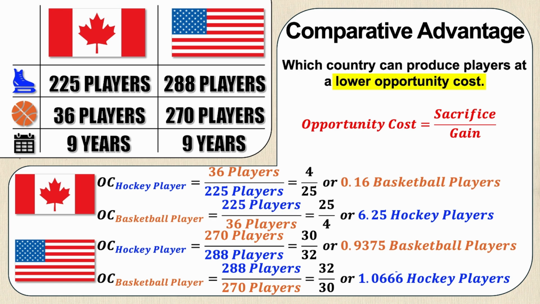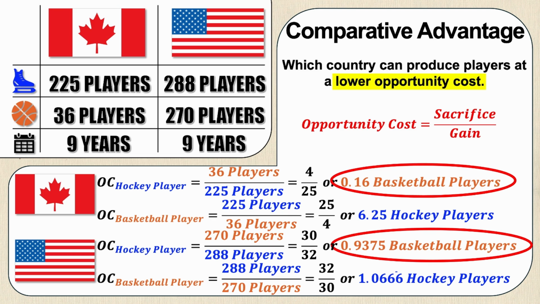Now, once again, I'm going to compare the two countries to see which has the lower opportunity cost. Starting with hockey players, well, here, 0.16 is obviously smaller than 0.9375. And so I would say that the lower opportunity cost for hockey players is actually awarded to Canada here, because they can make a hockey player by giving up fewer basketball players.